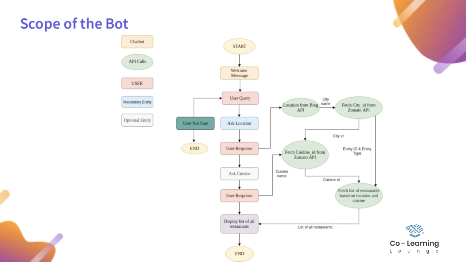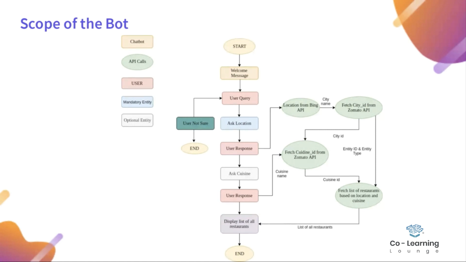So I'll just take an example. I can say I'm looking for Italian food in Gachibowli. Gachibowli is a place in Hyderabad, and in that sentence I have told everything. I'm looking for the food, location is Gachibowli, and cuisine is Italian, right?